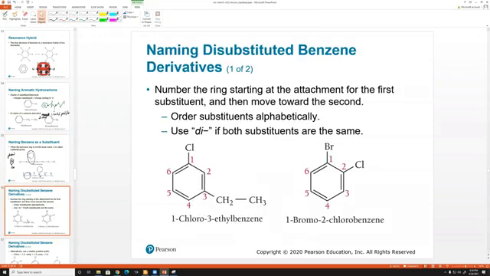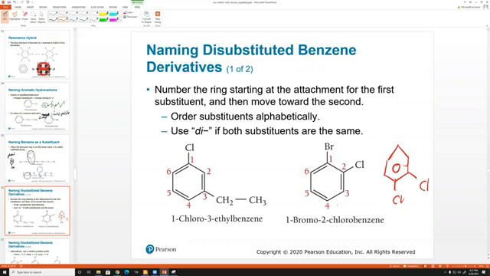Cool. So then we can name things on benzene itself. We can name substituents on an aromatic ring very easily. All we have to do is number the ring starting from the attachment for the first substituent, then move towards the second. Usually it's the one that is first in alphabetical order. And if it's di, they're the same, so it doesn't matter which one. Let's say you have a chlorine there and a chlorine here, those are the same. You can start from either one because it's the same thing.